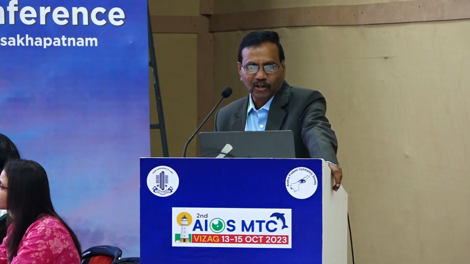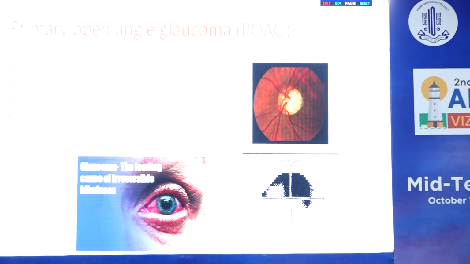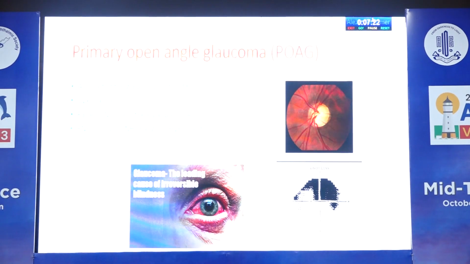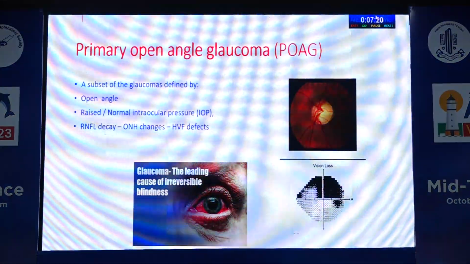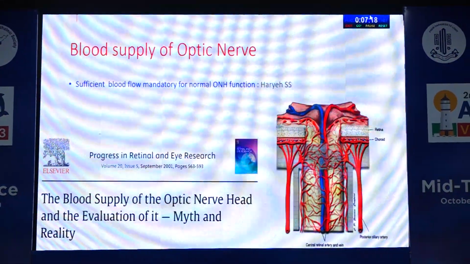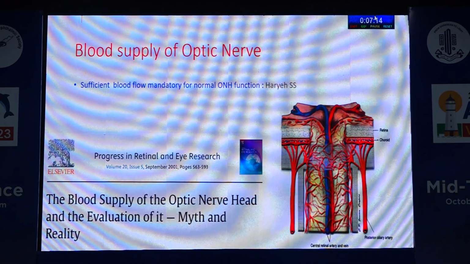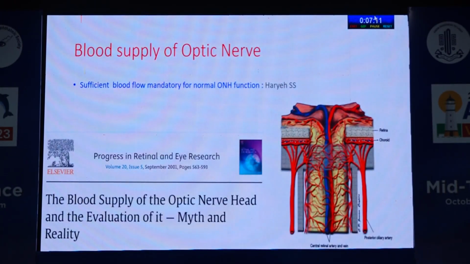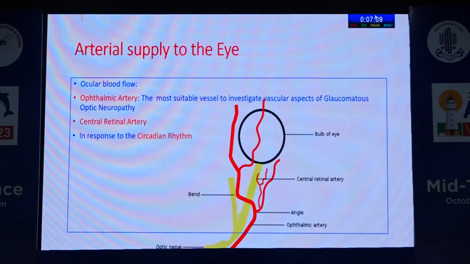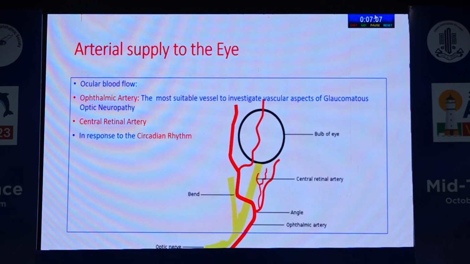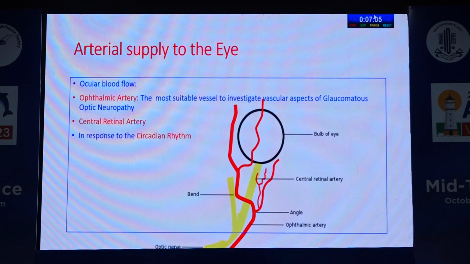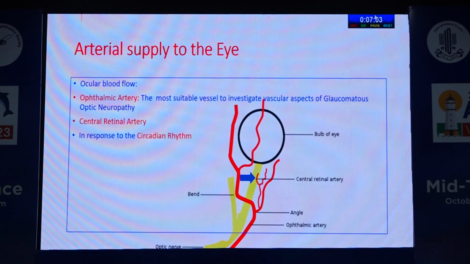Primary open angle glaucoma is a subset of glaucoma defined by an open angle and raised or normal intraocular pressure, which leads to RNFL decay, optic nerve changes and visual field changes. Sufficient blood flow is mandatory for normal optic nerve head function, as per the Harris study. The major arteries that supply the eye are the ophthalmic artery and the central retinal artery, to maintain its normal function.